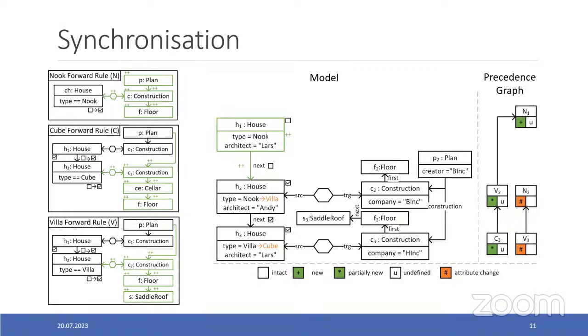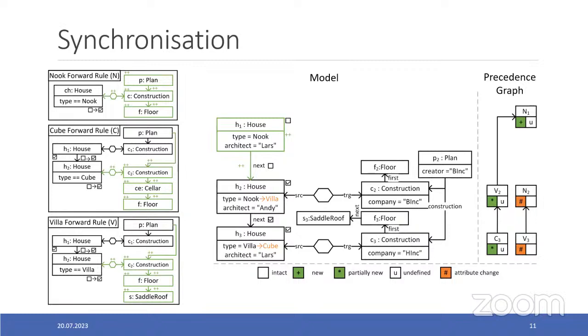So these two nodes I knew from before, they were intact. Now they are no longer intact. And I can also see in my precedence graph why it is like that, because there's an attribute change on the source side. When I translated the nook house, I expected it to be a nook house, but now someone has changed it to be a villa.